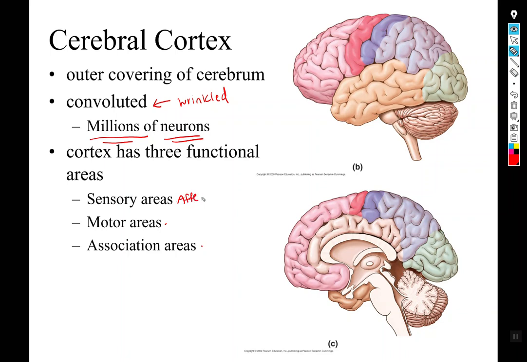So, efferent, and processing of information is their sort of general function.